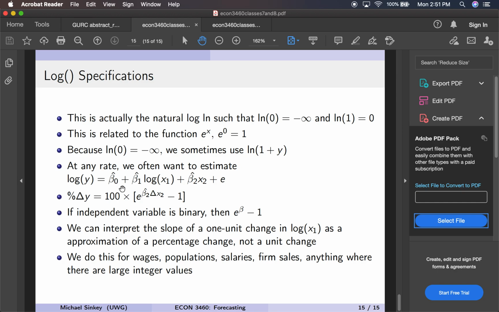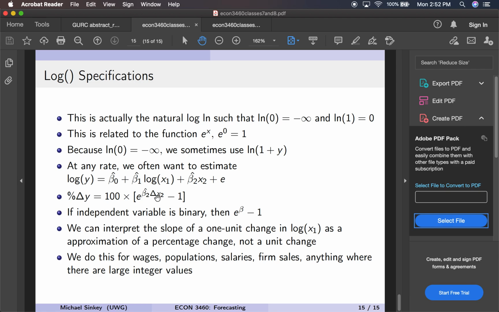Now, we can interpret the beta 1 coefficient here as a 1 unit change in log of x1 is a beta 1% change in y. We can also interpret x2 in terms of a beta 2 in terms of a percent change. We just have to raise e to the beta 2 power and multiply it times however big the change in x that we have is. So if we go from 2 to 3, then the change in x2 is 1.